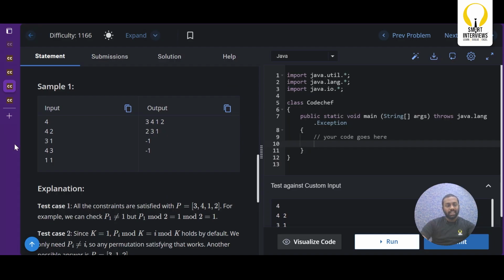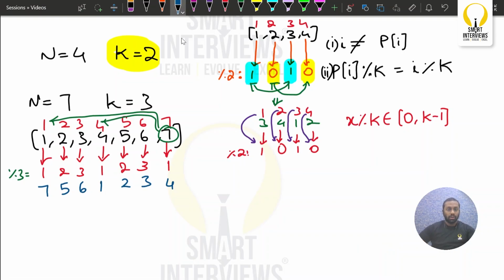Now coming to invalid cases. Let's see what invalid cases he has given here: n equal to 4, k equal to 3.